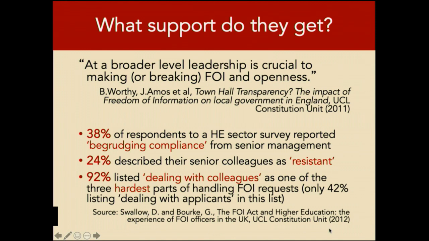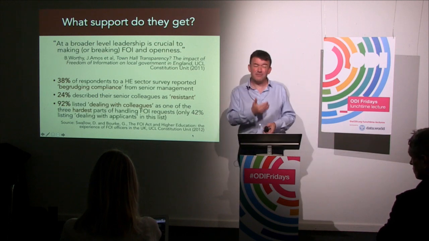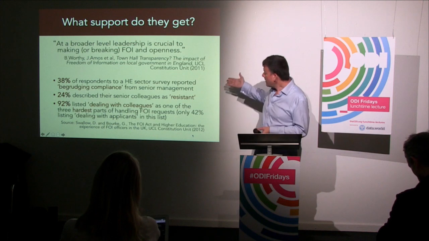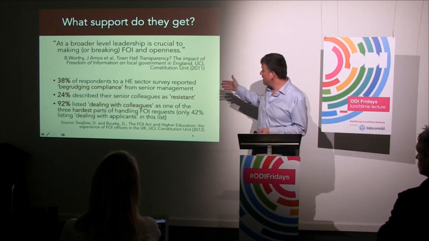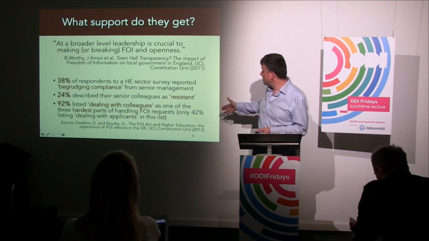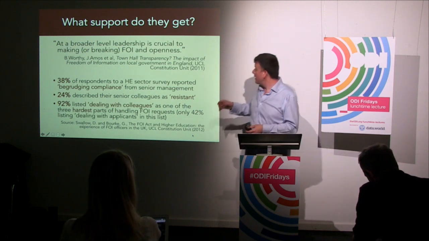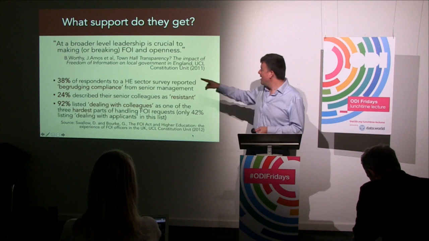Basically, it makes sense, doesn't it? If we've not got support from the top, if people at the top of organisations aren't supporting FOI, it's going to be much harder to make FOI work. And certainly it is difficult for FOI officers where they don't have that support. So, some figures here from more research from UCL's Constitution Unit, looking at higher education, and some really interesting statistics.